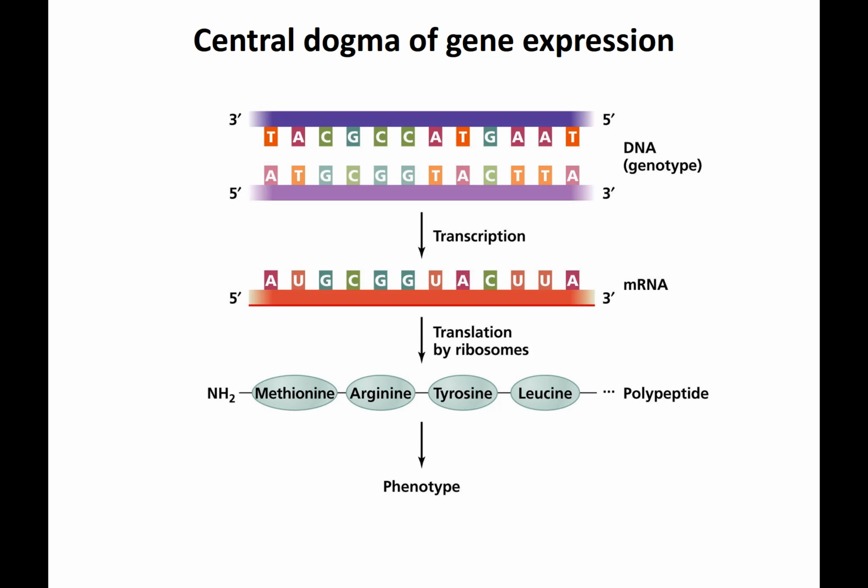So the central dogma of gene expression is that there's a flow of genetic information from DNA to mRNA to polypeptide or protein. The process of these steps, DNA to RNA is called transcription, and RNA to protein is called translation. You've got to memorize these terms. You have to keep them straight, or you will not be successful on the quizzes and exams.